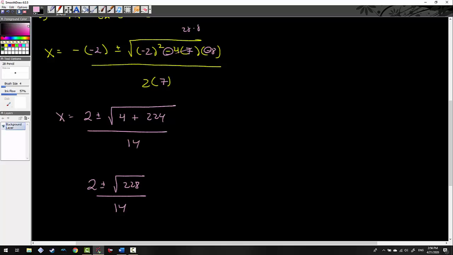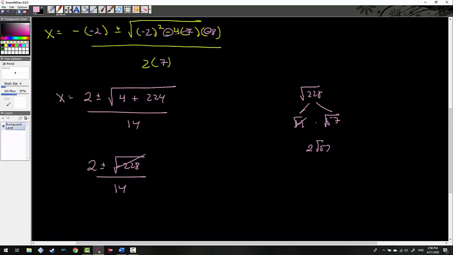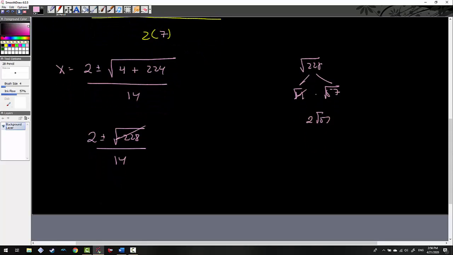And now I'm going to go ahead and reduce my radical 228. So 228 will actually be 4 times 57. So you get 2 root 57 out of this. It will get replaced by that 2 root 57 after reducing. So I will get 2 plus or minus 2 root 57 over 14.